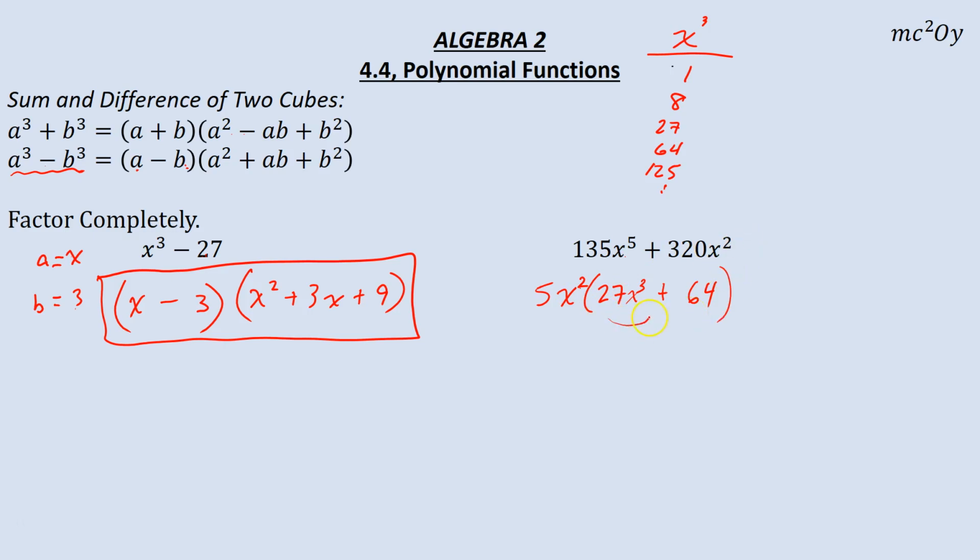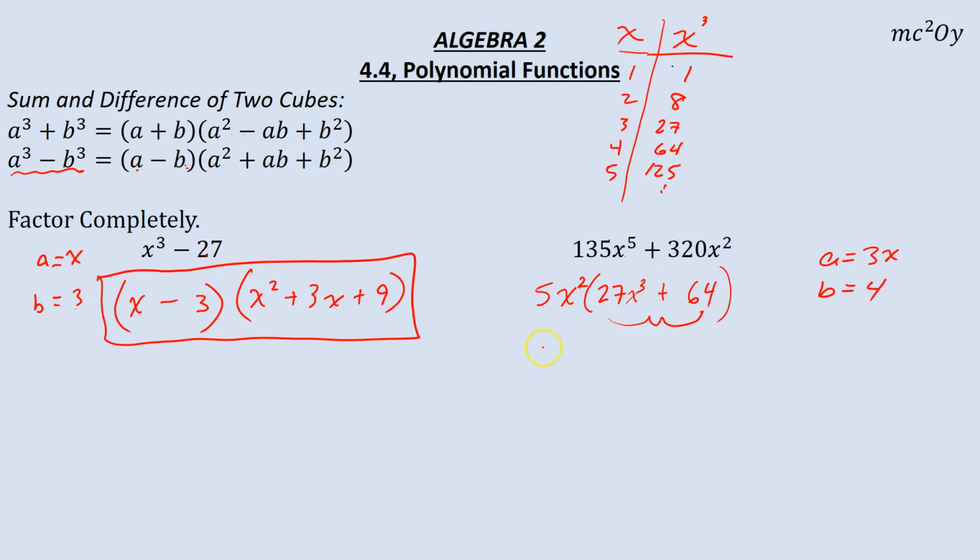And then I've got to look at this. Well, I recognize 27 as a perfect cube, and x cubed is a perfect cube. 64 is also a perfect cube. Okay? So if you're thinking of your table up here, this would be x, this would be 1, 2, 3, 4, and 5. So the perfect cube, 4 cubed, is 64. So in this case, if we're thinking a and b, a is the cube root of 27, that's 3x. b is the cube root of 64, which is 4.